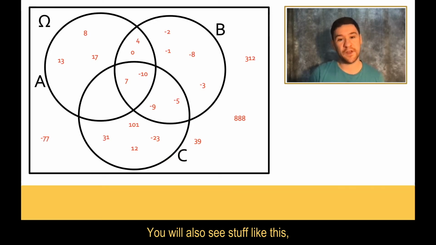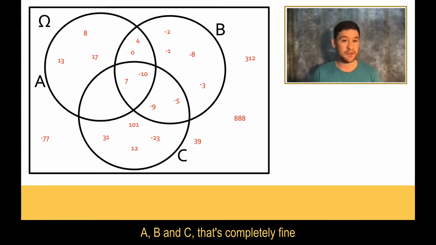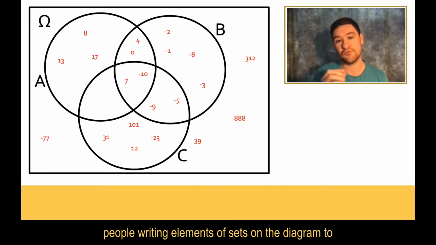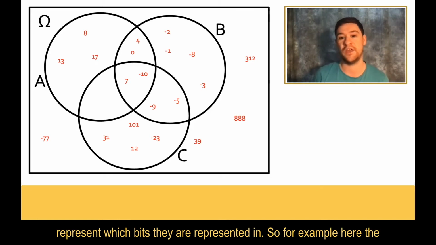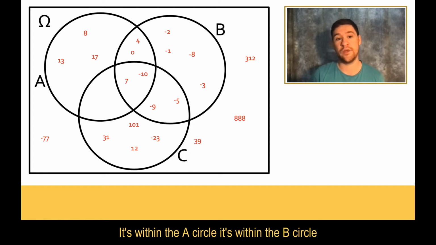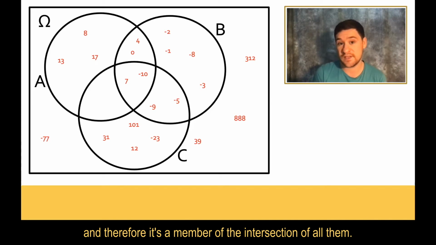You will also see stuff like this. Here's a Venn diagram of three sets, A, B, and C. That's completely fine. But you will see, for example, people writing elements of sets on the diagram to represent which bits they are in. For example here, the number 7, right in the middle, is within the A circle, the B circle, and the C circle. So it's a member of A, B, and C, and therefore a member of the intersection of all of them.